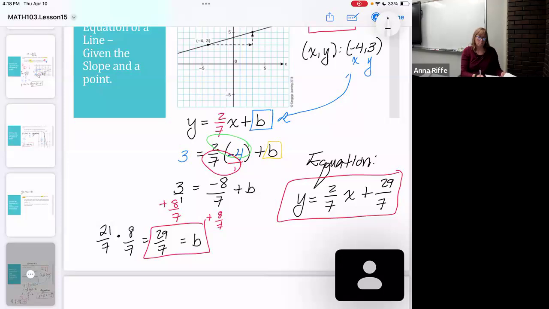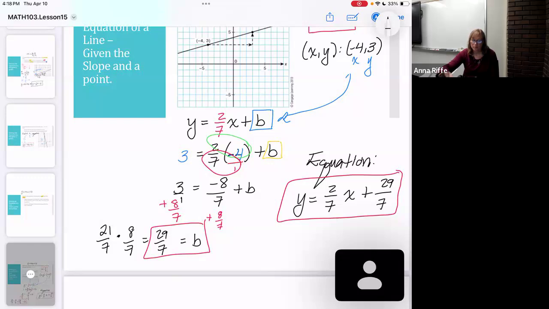Questions about that one? And yes, occasionally you'll get nasty fractions. Use the fraction button on your calculator to handle those if you have trouble with that. Right. Let's do another one then.